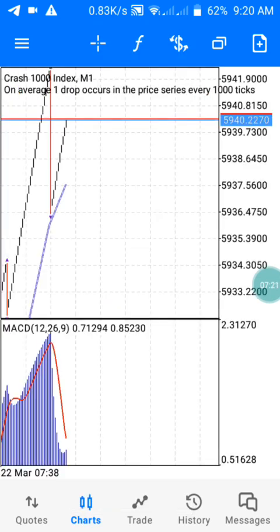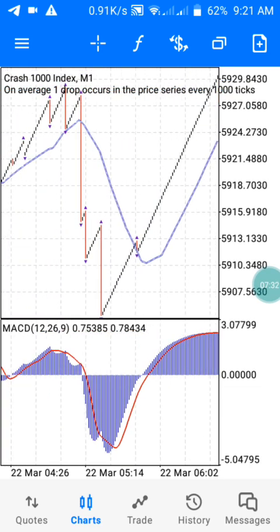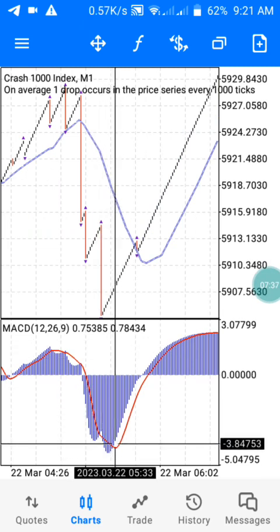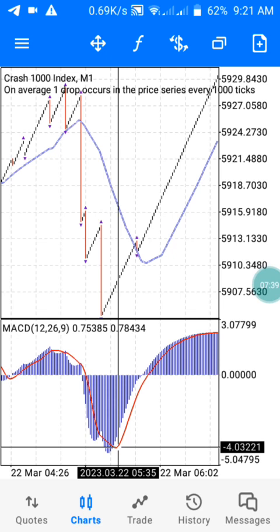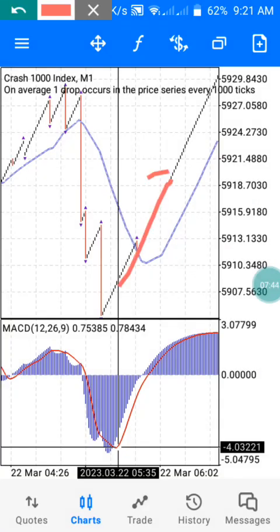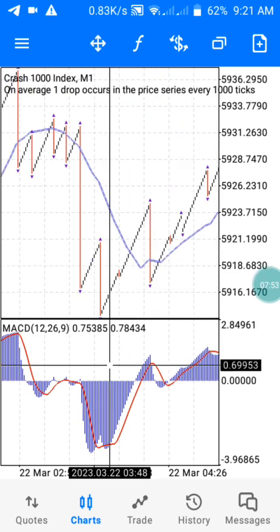In this Crash 1000, what you only need to take as your buy is this particular entry. This is what you are going to be focusing on. Let's check this particular zone. You see, when the moving average moves away from the MACD, then you can easily take your buy zone, count 7 to 10 candlesticks, and then you are out of the market. The same thing happens time to time. It happens repeatedly.